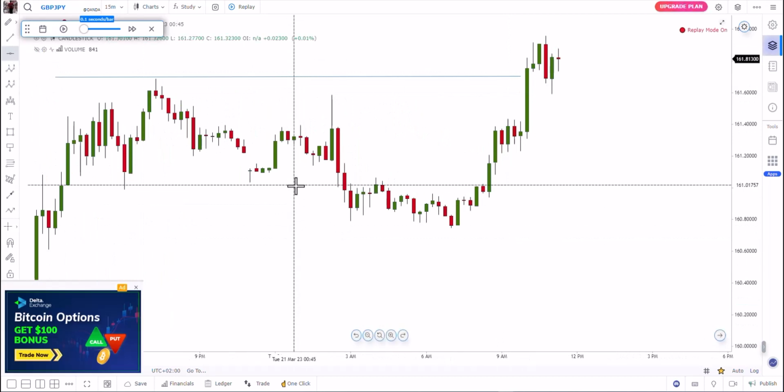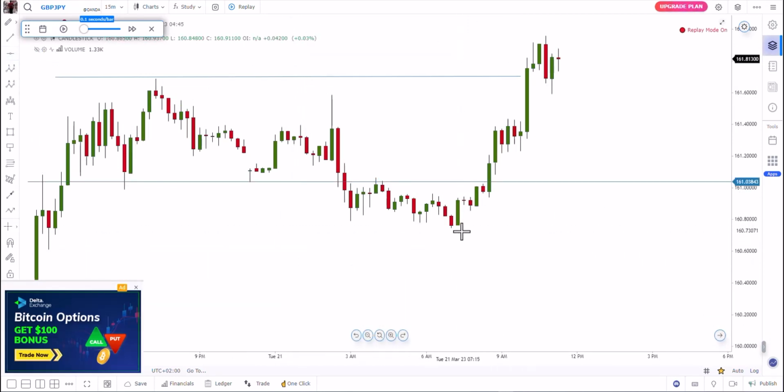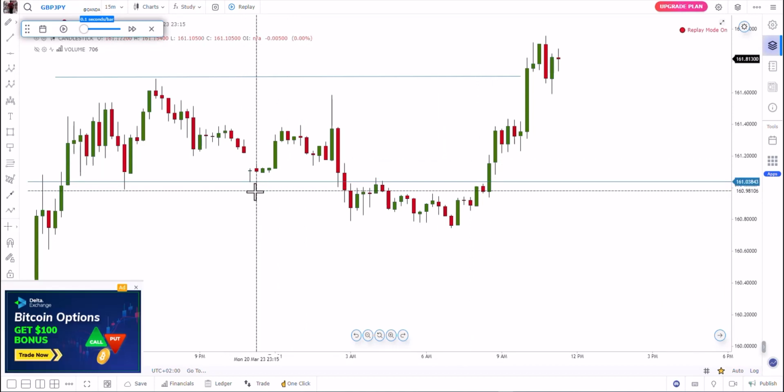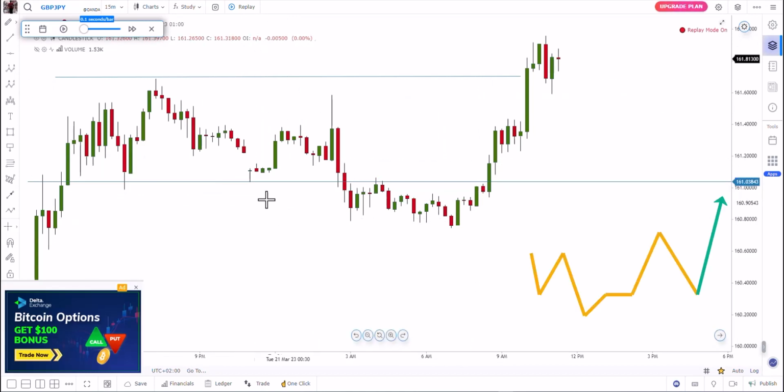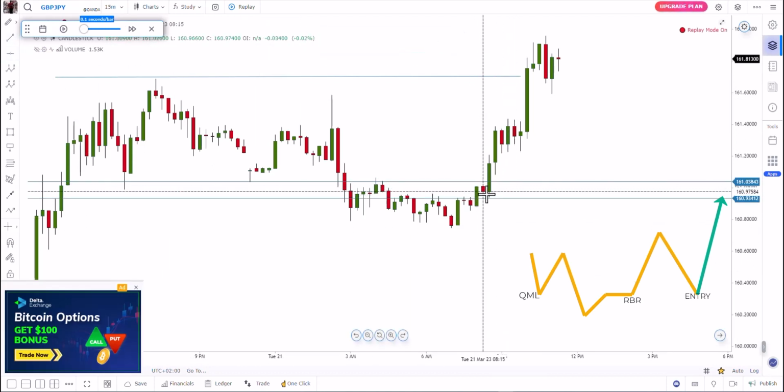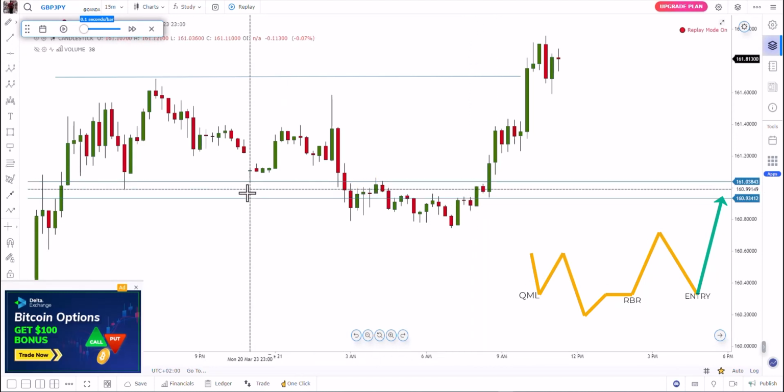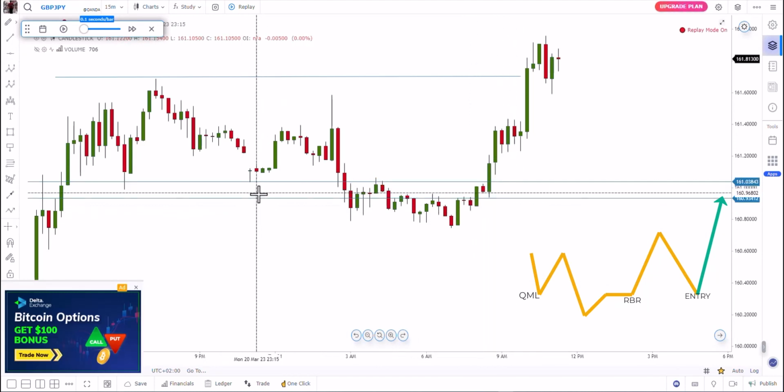Again, Quasimodo level. This is our left shoulder, this is our head. And also remember, in most cases your Quasimodo level has to be in line with your rally base rally. For instance, this is our Quasimodo level and this is our rally base rally. This rally base rally is inside your Quasimodo level here. So what I always do is to do this and then create another line here. This is our rally, our base that is closest to, or actually inside, our Quasimodo level here.